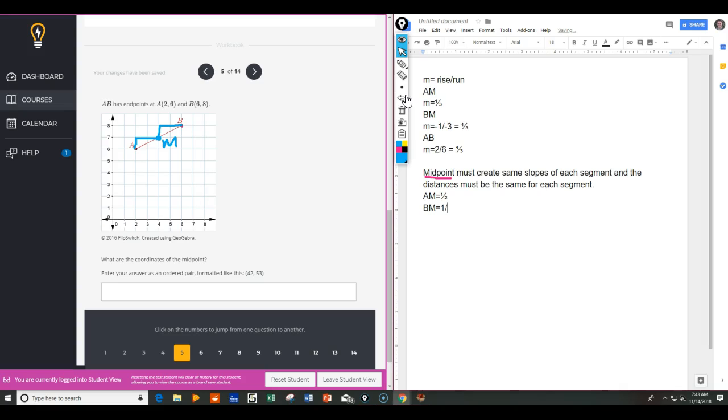So the coordinates for point M are (4, 7): 4 on the x-axis, 7 on the y-axis. That's how I would use my knowledge with coordinates, the graphing, and the knowledge that each segment has to have the same slopes.